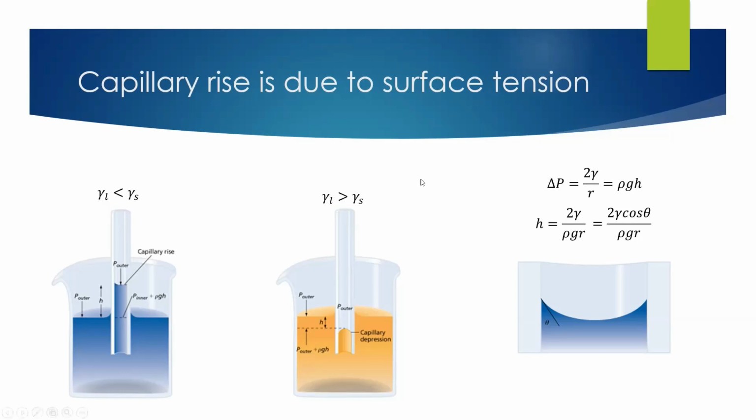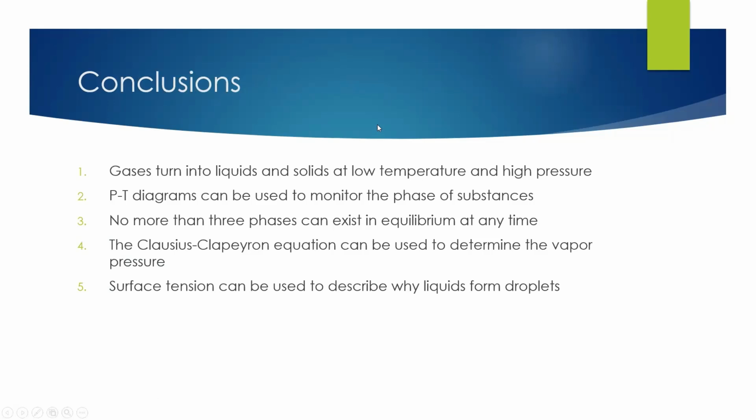All right, so that's it for us today. The conclusions that we have for chapter 8 are that gases, of course, can turn into liquids under some regimes, namely low temperature and high pressure. We can use the PT diagrams to monitor the phase of substances. So it's a nice qualitative way to see what substances are doing. The phase rule says that no more than 3 phases can exist in equilibrium at any time. And today we used the Clausius-Clapeyron equation to determine the vapor pressure as well as how the pressure changes for any other phase change. And then we lastly talked about surface tension and used that to describe why liquids form droplets. So with this, we'll move on to discussing solutions in the next class.